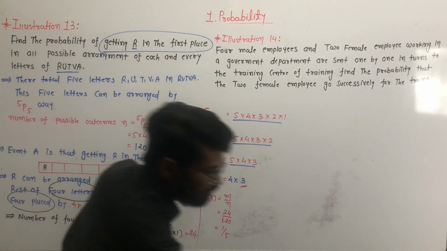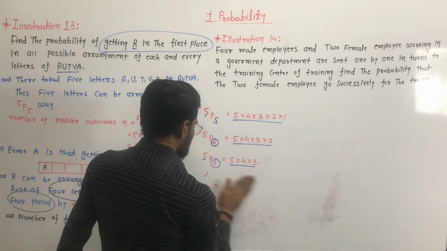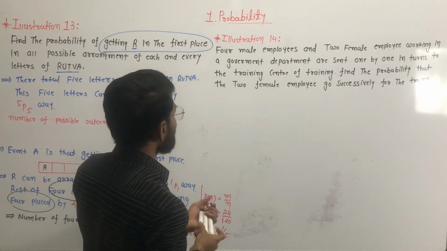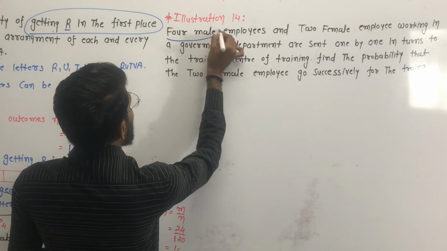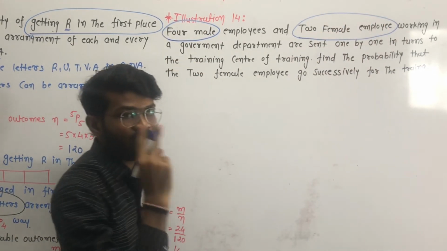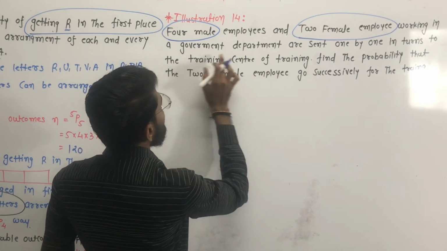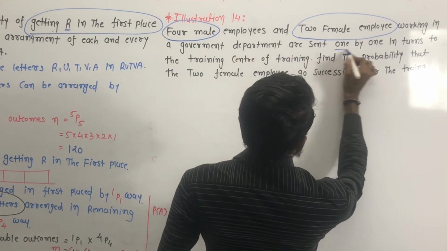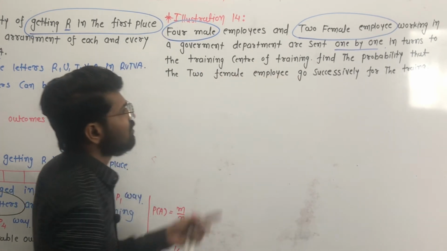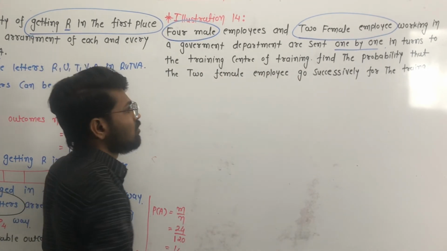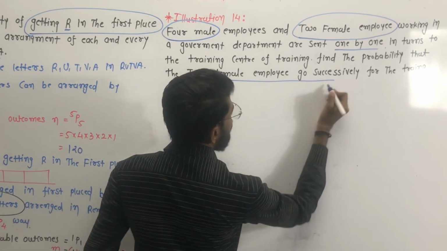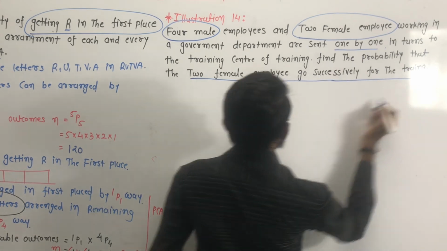Okay, now we are going to solve illustration number 14. For male employees it is 4 and for female employees it is 2, working in a government department, and they are sent one by one to the training center for training. Find the probability that 2 female employees go successively for the training.